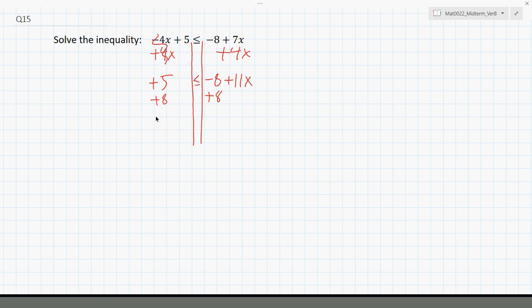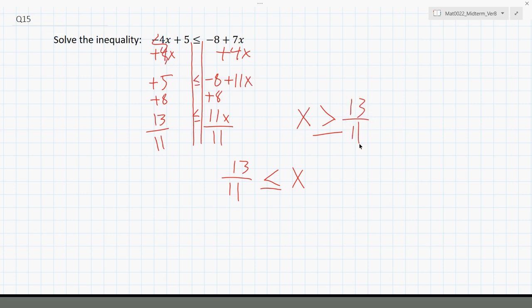8 and 5 is going to be 13. So 13 will still be less than or equal to a positive 11x. Because I moved in the proper direction, I don't have a negative number to divide by, so I will not be flipping this sign. However, I have to divide both sides by 11, and that means that 13 over 11 is less than or equal to x, or if we want to write it the other way so that the teacher likes it, it'll be x is greater than or equal to 13 over 11. And that will be our answer.